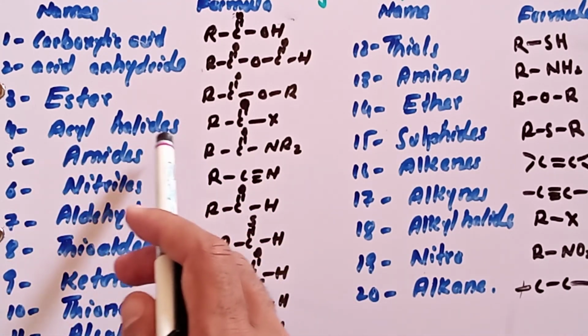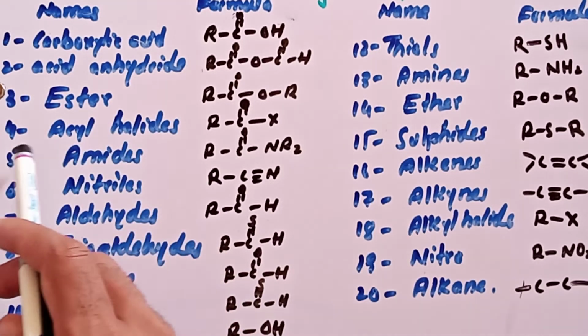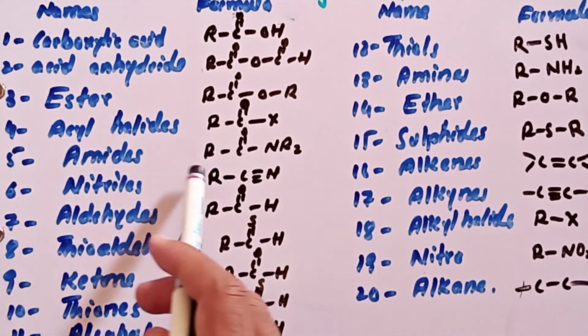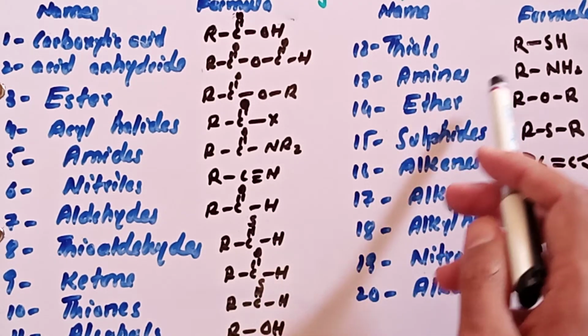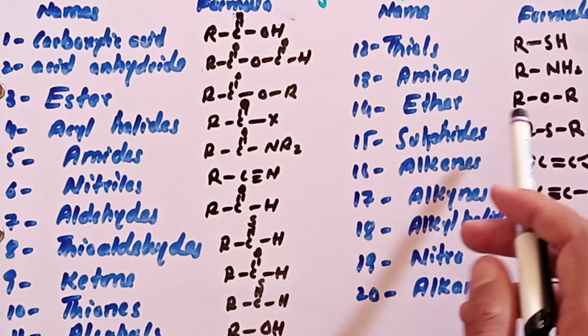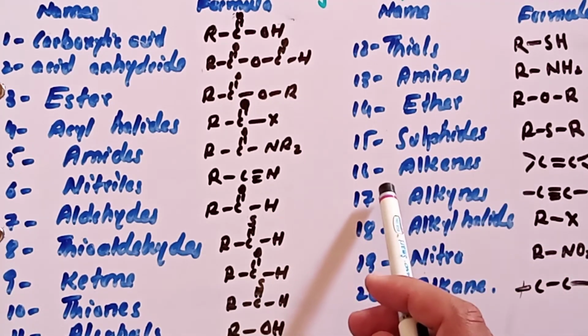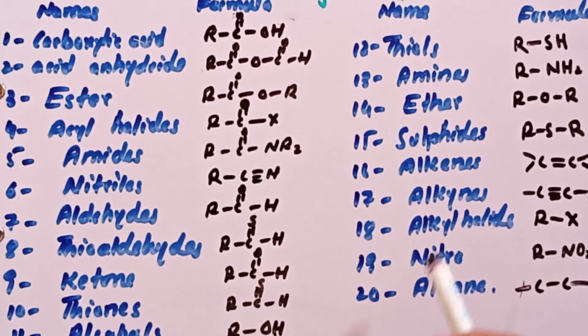Ester, RC double bond OOR. Fourth, alkyl halide; fifth, amide; sixth, nitrile; seventh, aldehyde; eighth, thioaldehyde; ninth, ketones; 10, thiones; 11, alcohol; 12, thiol; 13, amines; 14, ether; 15, sulfide; 16, alkene; 17, alkyl; 18, alkyl halide; 19, nitro; and 20, alkane. These are the priority orders of the nomenclature.